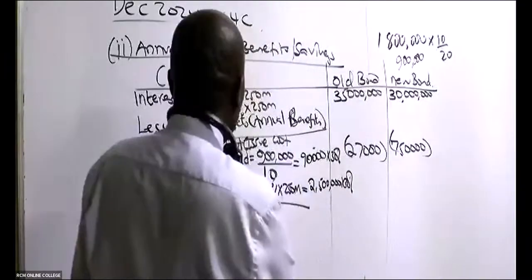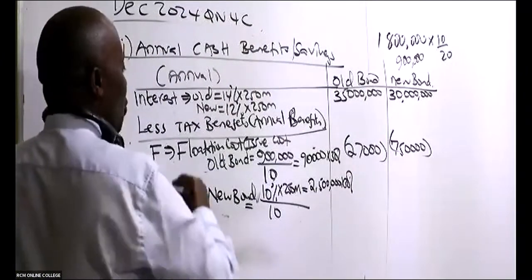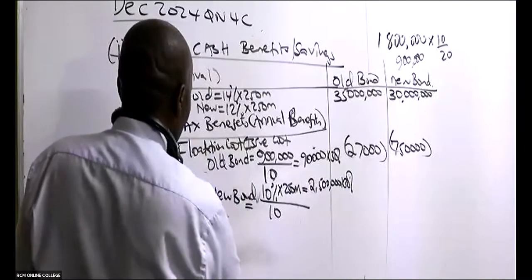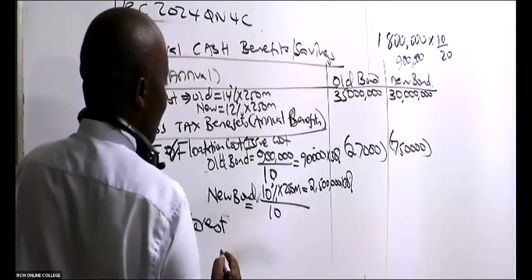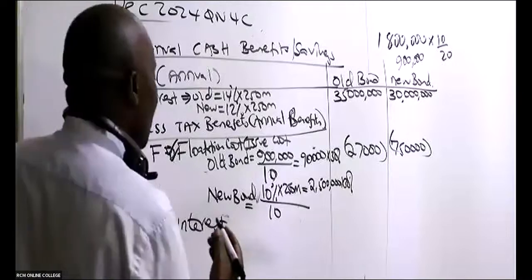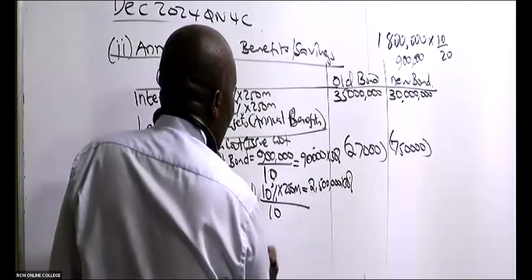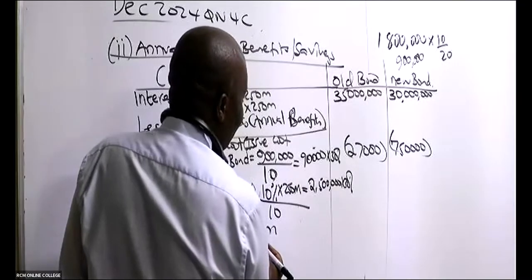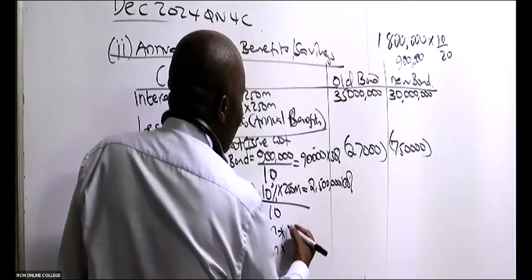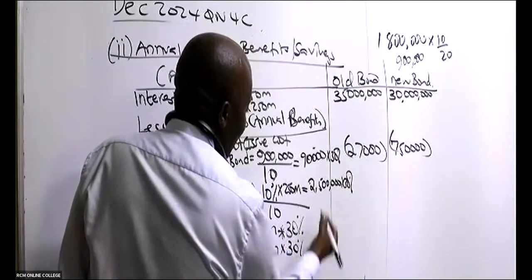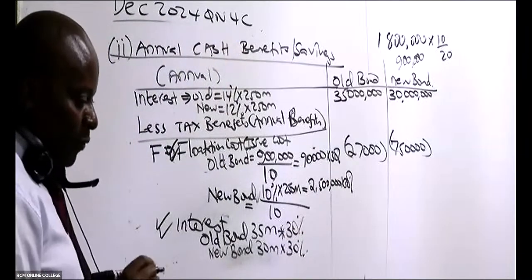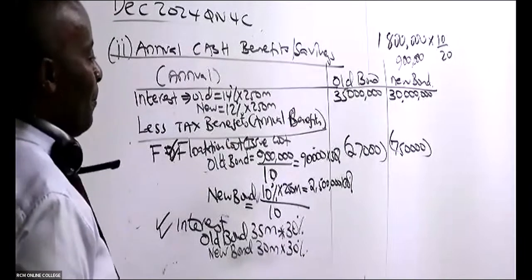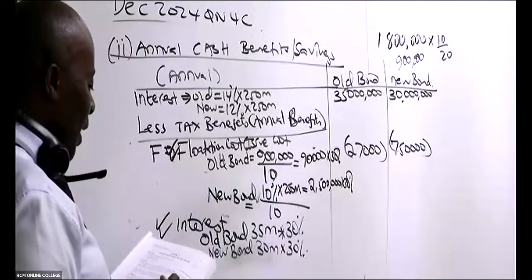Now, remember we said, here we are using the concept of the tax benefit. We have begun with flotation cost, so this is over. From there we go to the second one, which is interest. For the old bond, the interest is 35 million. And for the new bond, the interest is how much here? 30 million. We are only interested in the tax benefit of the same. A 30% tax benefit has been given.